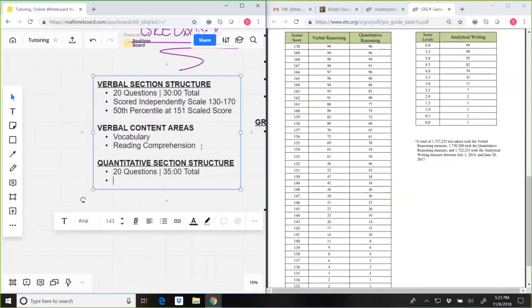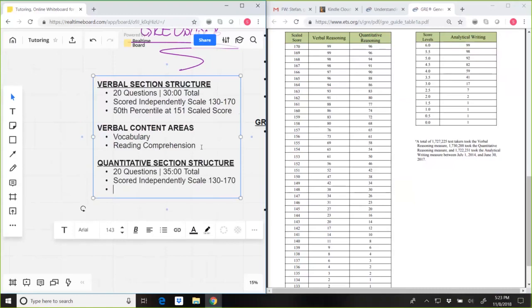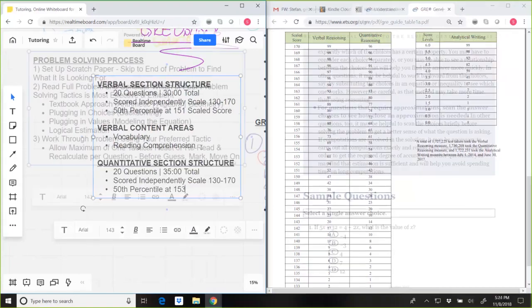So you get 5 extra minutes for the quantitative section, and also it is scored independently on a scale of 130 to 170. And the 50th percentile is going to be at a 153.